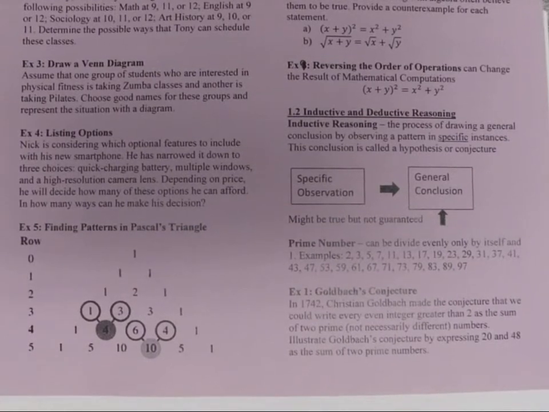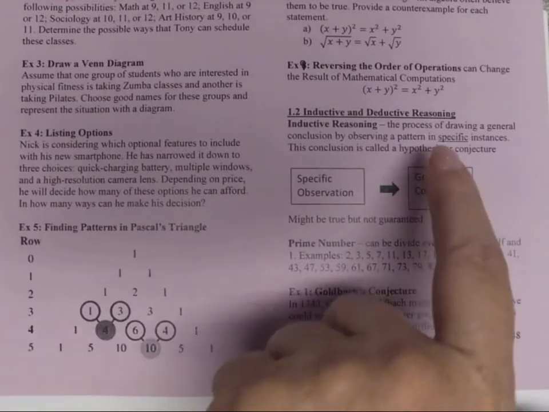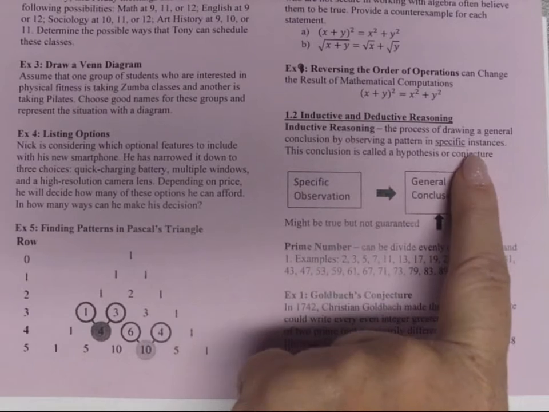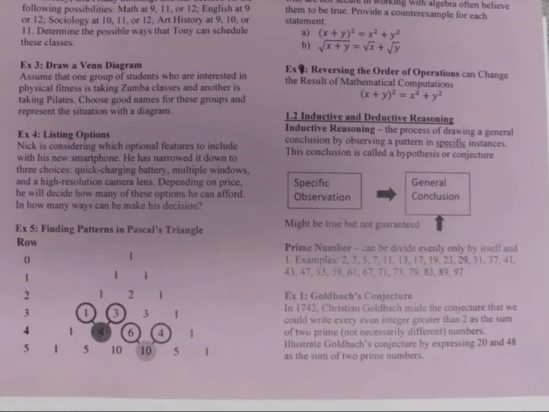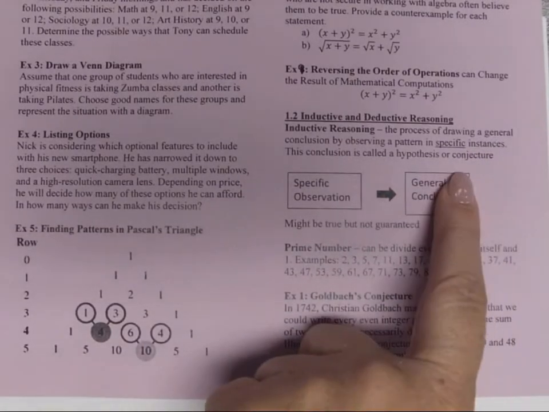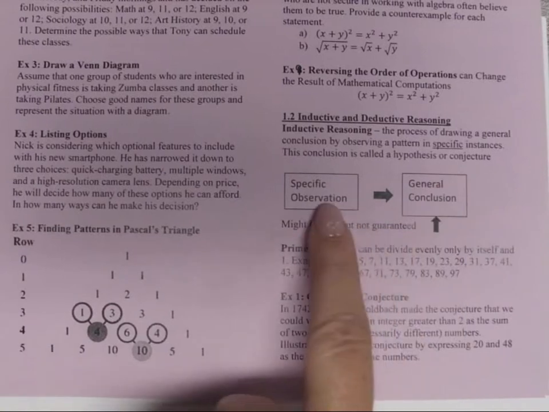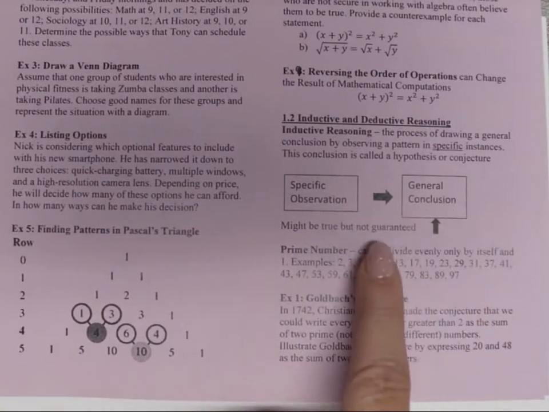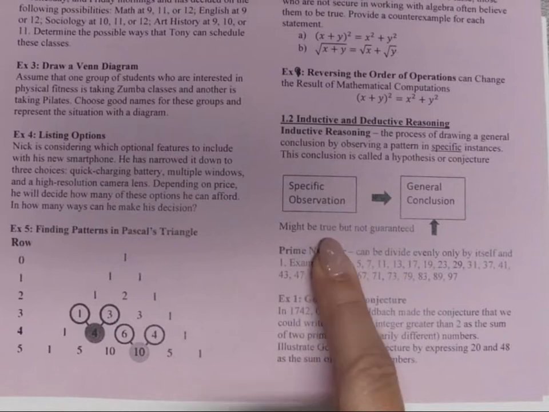So we're going to talk about inductive and deductive reasoning. Inductive reasoning is the process of drawing a general conclusion by observing a pattern in specific instances. The conclusion is called a hypothesis or conjecture. So a specific observation goes to a general conclusion. It might be true, but it's not guaranteed.